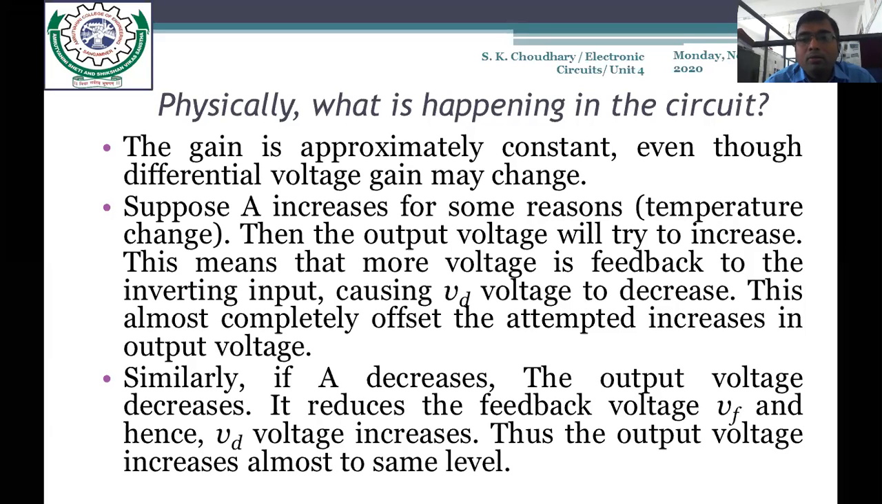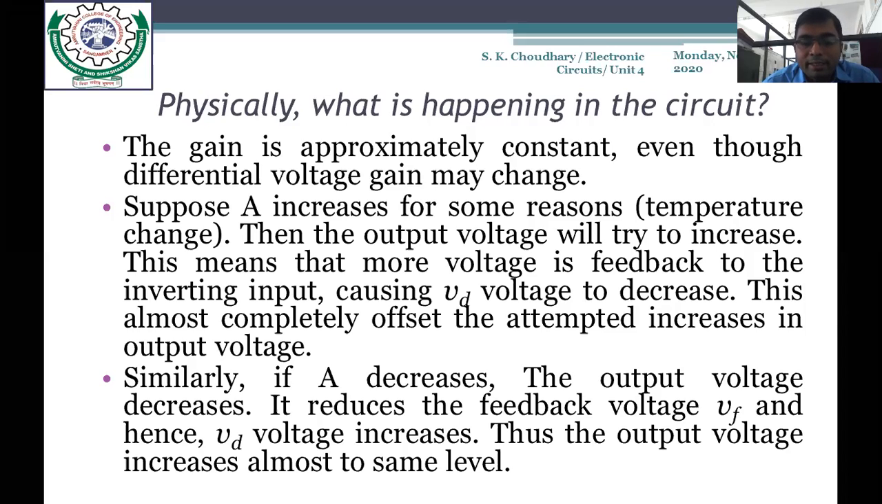and this is also happening in the reverse manner as well. It means if A decreases, the output voltage would decrease, and this decreased output voltage would be fed back to the inverting terminal, and again it would result in the decrease in the VF. If VF decreases, it means the differential voltage would increase, and if the differential voltage increases, it would again increase the output voltage. In this way, again the gain is stabilized.